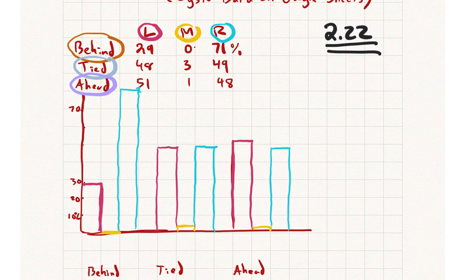And the researcher determined that when the goalkeeper's team was behind in score, they dove to the left 29% of the time, they never stayed in the middle, and they dove to the right 71% of the time. When the score was tied, it was 48% to the left, 3% in the middle, 49% to the right. And when they were ahead in score, it was 51% to the left, 1% to the middle, and 48% to the right.